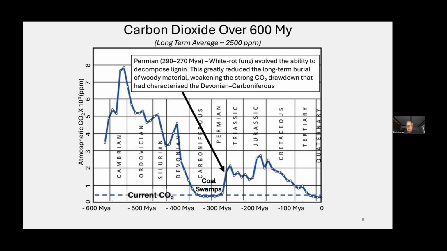We then move on to the Permian period, where carbon dioxide levels began to grow again. And this was because of white rot fungi, which evolved, and they developed an ability to decompose lignin. This greatly reduced the long-term burial of woody material, weakening the strong CO2 drawdown that had characterized the Devonian and Carboniferous periods. So what happened is the carbon dioxide wasn't being removed as fast as it had been prior to this event.